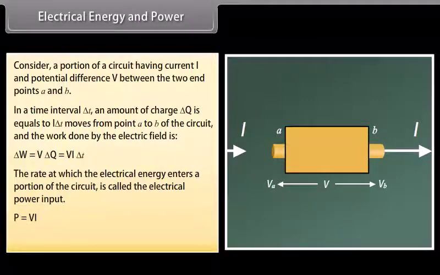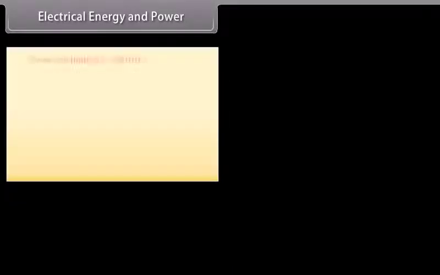P is equal to VI. The SI unit of power is the watt, W. Power dissipated in a resistor.